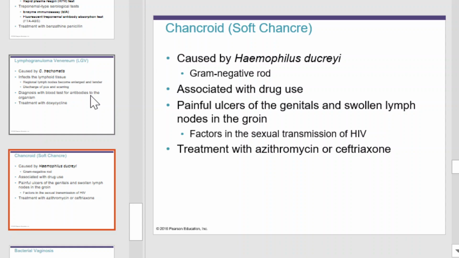Chancroid. This is caused by Haemophilus, which is a gram-negative rod. It is associated with drug use. Painful ulcers are the most common presentation of this infection. Painful ulcers on the genitals and swollen lymph nodes in the groin. There are risk factors. This does also factor in the sexual transmission of HIV, and it can be treated with azithromycin.